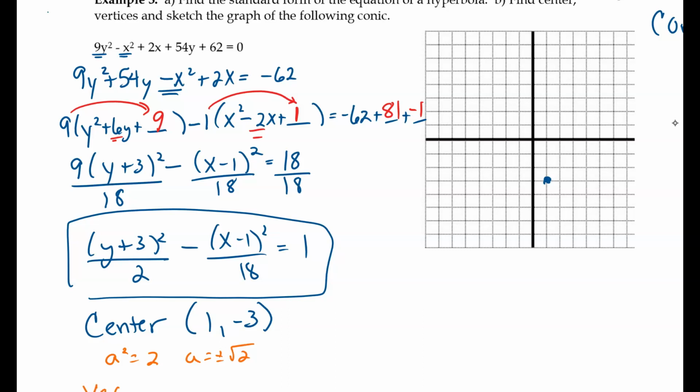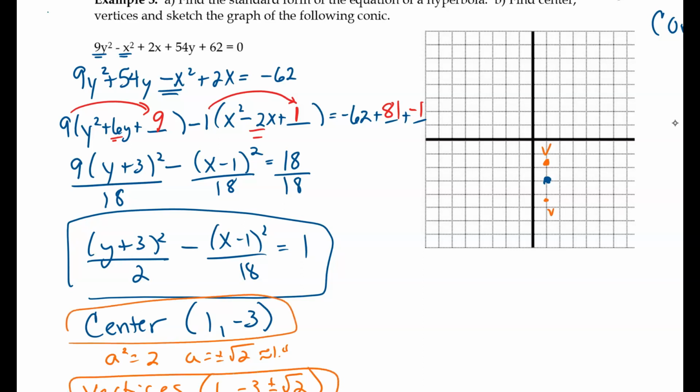Now, since A is underneath the y, we're going to go up or down to get our vertices, okay? So with this, I got the square root of 2, and by the way, that's about 1.4. I add it to the y's. So it's going to be negative 3 plus or minus root 2. So I'm really going right here, about 1.4-ish. So I go up here, and I go down here, and that's going to be your 2 vertices, okay? Got what we need, the key pieces of information. We're almost there to graph.